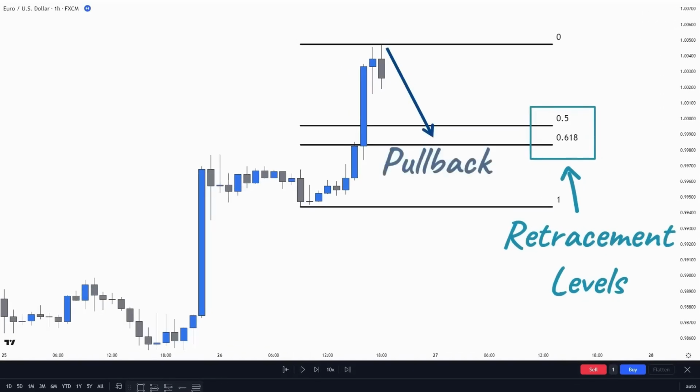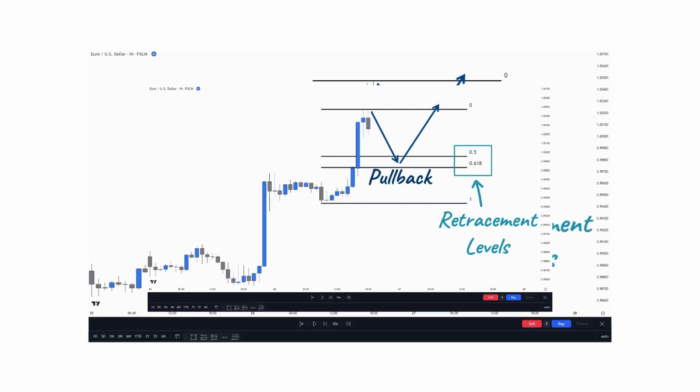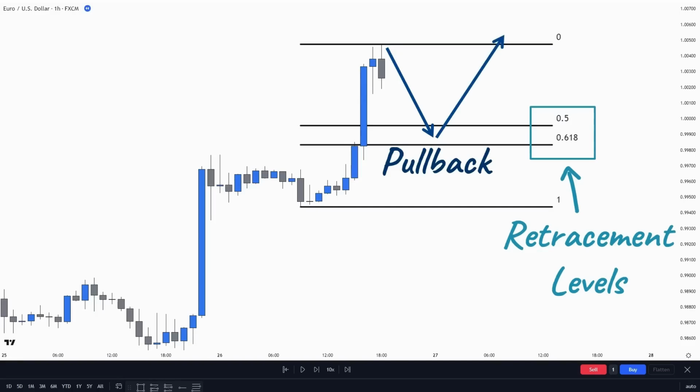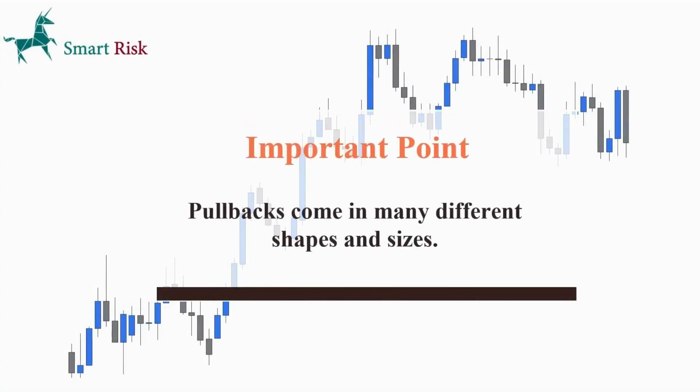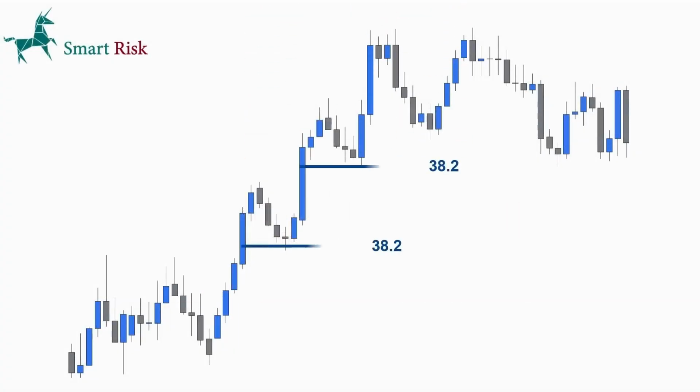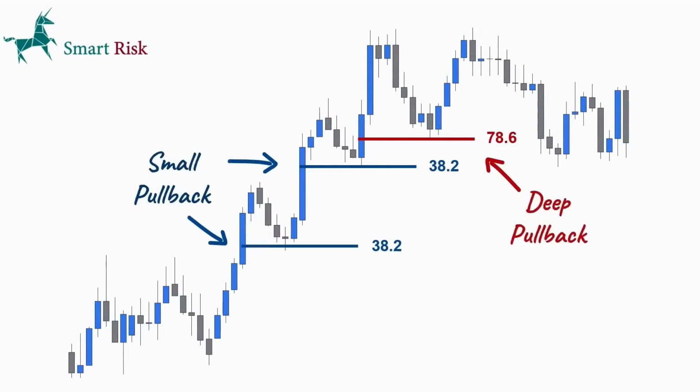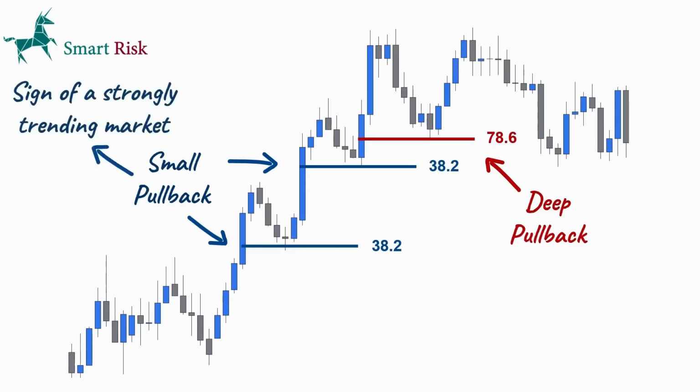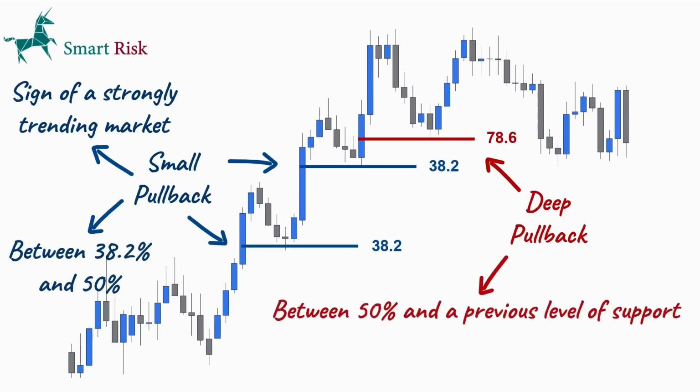When price pulls back to these levels, they can act as a form of support and potentially reject the price to continue moving upwards. But here is an important point. Pullbacks come in many different shapes and sizes. We have two different types of pullbacks, including small and deep pullbacks. A small pullback is a sign of a strongly trending market and will be somewhere between 38.2% and 50% retracement. On the other hand, a deep pullback will happen somewhere between 50% and a previous level of support, and it is a sign of weakness in a trending market.